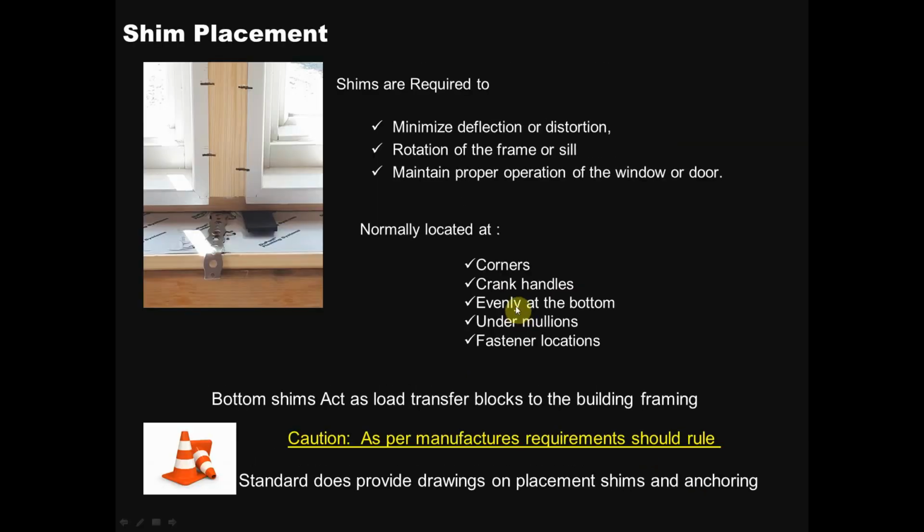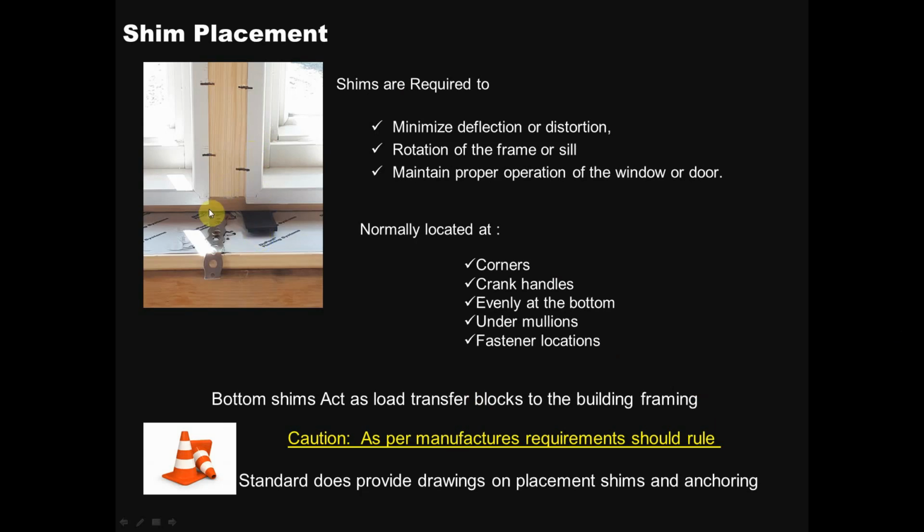Okay, there we go. Shims are okay. They're located at the corners to minimize the deflection and rotation of the frame. Normally, they're located at corners, crank handles, evenly at the bottom, and under mullions. The way that I look at this is that they act as load transfer blocks for the weight that is coming down.